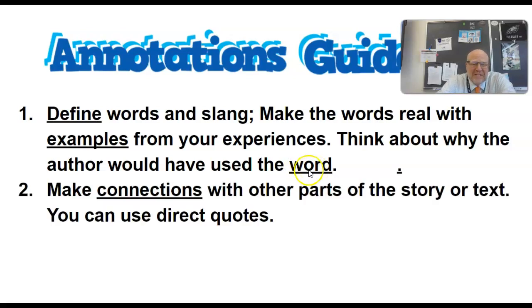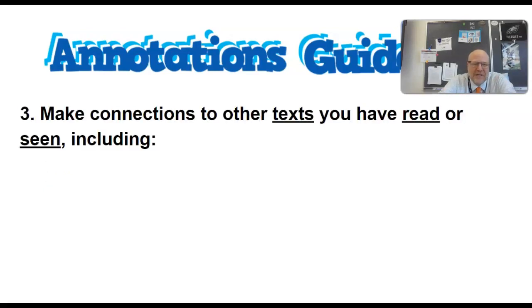Number two, make connections with other parts of the story or text. You can draw arrows back to other direct quotes, or put other direct quotes in the margin, but start to connect one part of the story with the other. That'll definitely help us see how the story progresses, and help us understand the plot, theme, and character changes.